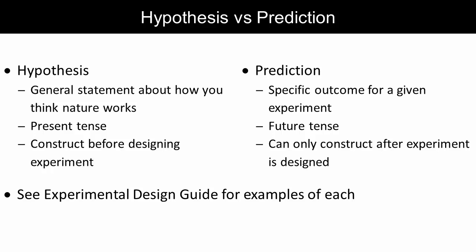Think of a hypothesis as a more general statement of how nature works, typically written in the present tense because it describes a phenomenon occurring in the world right now. In contrast, a prediction is a specific prophecy about the results of a given experiment, typically written in the future tense. It only describes what will happen in an experiment you're about to perform.